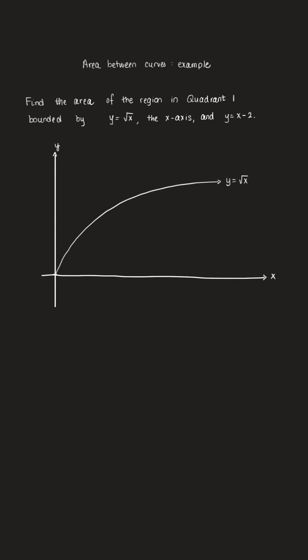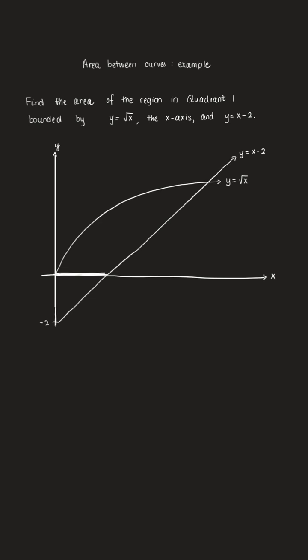We know this region is also bound by the x-axis, and the line y equals x minus 2 has a y-intercept of negative 2 and a slope of 1. So this is just a sketch, not exact, just a sketch. So there's our line y equals x minus 2, but this region is also bound by the x-axis right here.